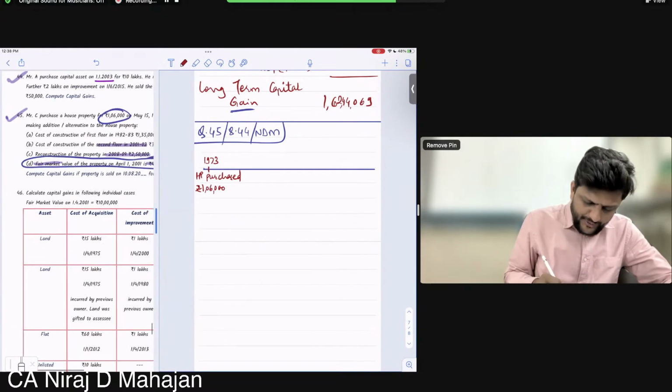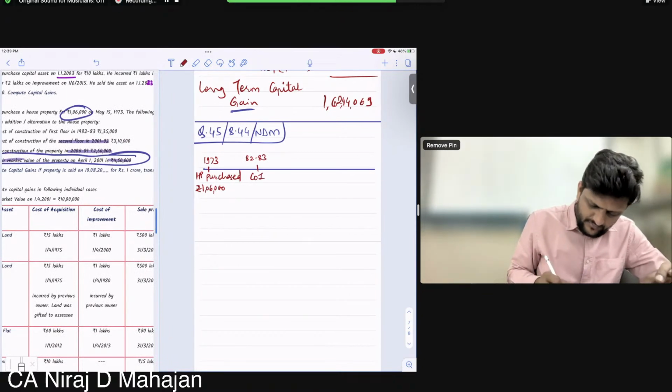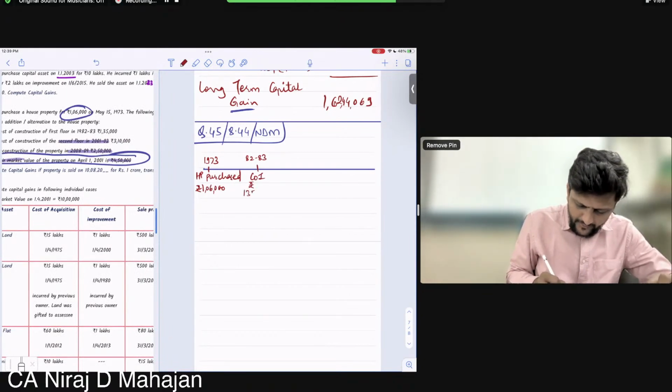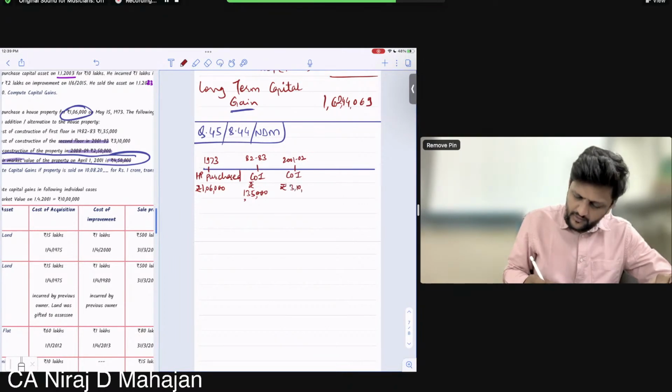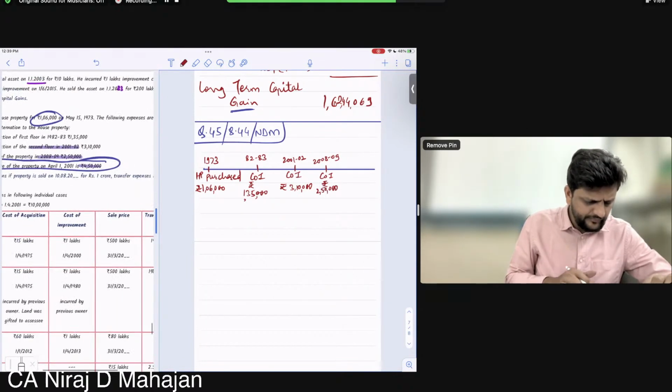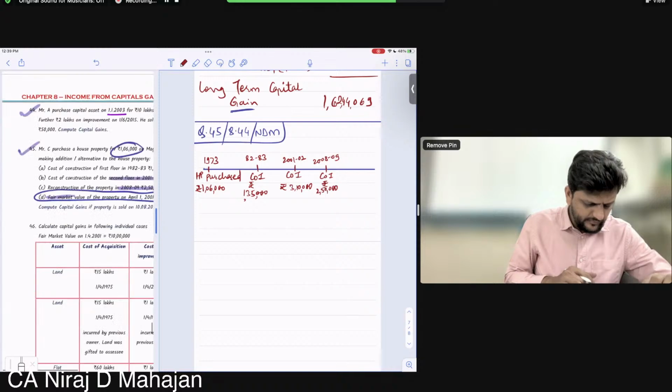Then 82 to 83, something happened in 82-83. It is cost of improvement. How much? 1,35,000. What do we do of this? Ignore. Correct, everybody? Then again 2001-2, cost of improvement in that same year, but how much? 3,10,000. Again there is cost of improvement in 8-9, rupees 2,50,000. And I think finally he sold the property.